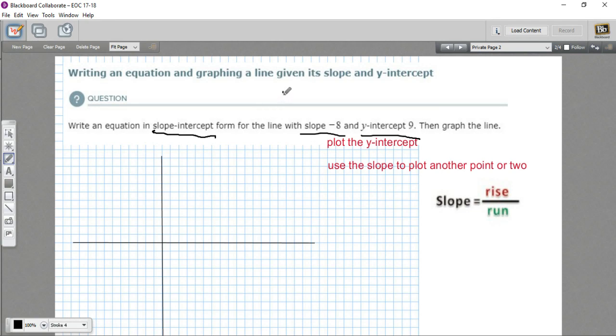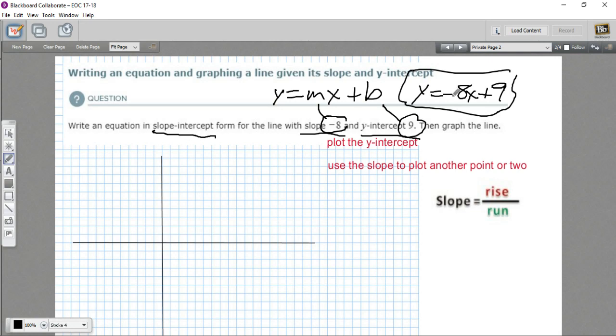Well, that shouldn't be too hard if you remember that slope-intercept form is y equals mx plus b, and the y-intercept is b, and the slope is m. So if we just substitute those values in, we're going to get y equals negative 8 times x plus 9. So that's the equation for the line.